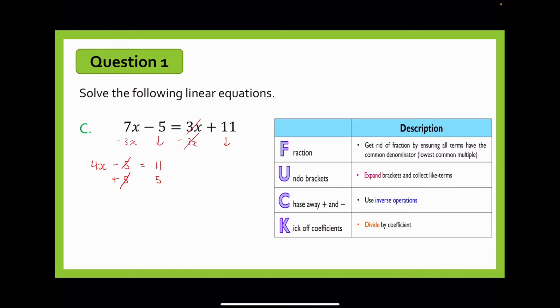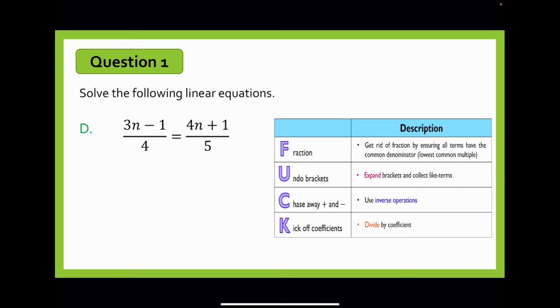This will cancel each other out. So therefore, it will become 4x is equal to 11 plus 5, which equals 16. And for the very last step, what I'm going to do now is kick off the coefficient by dividing both sides by 4. So by dividing both sides by 4, that will get cancelled out because 4 divided by 4 is equal to 1. Hence, x is going to be equal to 4 as the answer.